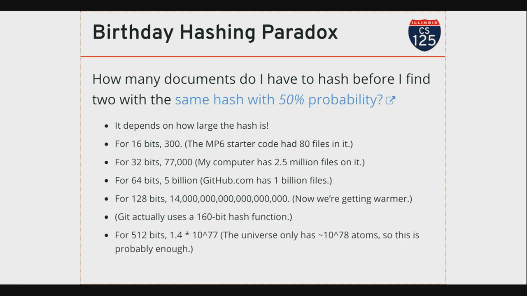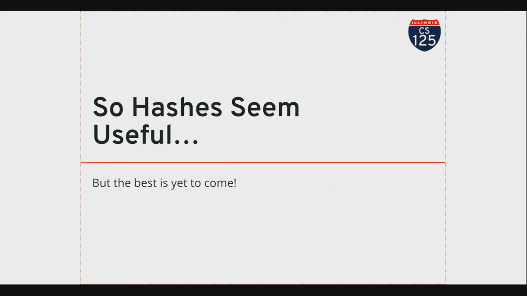If I go all the way to 512 bits, so if the output of my hash function is 512 bits, now I can hash roughly the number of atoms in the universe divided by 10. So every 10th atom can have a hash code. That's probably enough. But again, Git uses 160. I didn't do the calculation for 160, but you could do that.